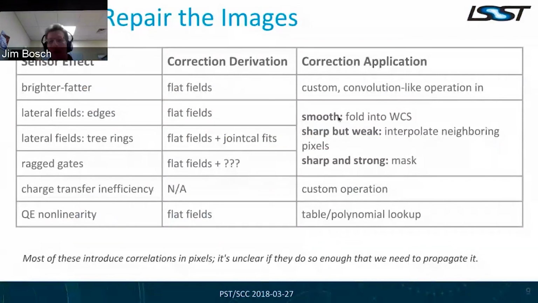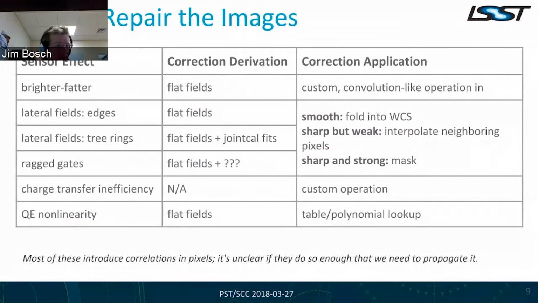We're going to fold them into the WCS because they don't violate that assumption that the WCS is locally linear. If they're sharp but weak, then we can probably interpolate neighboring pixels, not in a super principled way, but because it's already a very small effect, we can do a sort of first order correction and not worry about higher order problems in that correction. If things are both sharp and strong, then we don't have much choice but to mask out the pixels. We probably will have to mask out some pixels around the edges of chips, and perhaps in the middle where we have some edge-like effects between amplifiers, but we don't expect to have to mask too many pixels for this.